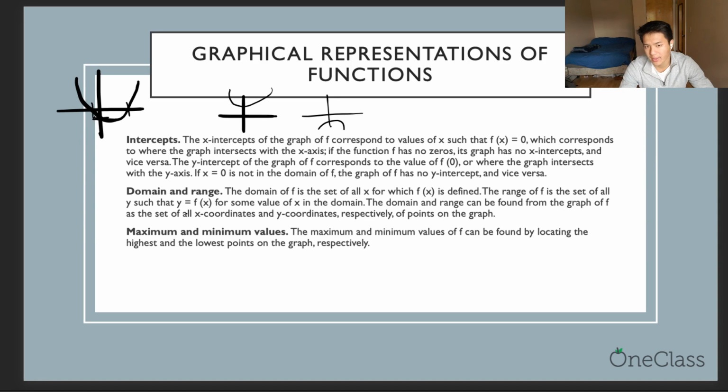Okay, so the next thing we have is domain and range. So the domain is the set of all values of x for which f of x is defined, or basically exists. And so basically anywhere where f of x is not, DNE. The range of f is the set of all y such that y is equal to f of x for some value of x in the domain. So the domain and range can be found from the graph of f as the set of all x coordinates and y coordinates respectively of points on the graph. That's a lot of words. What does it really mean?